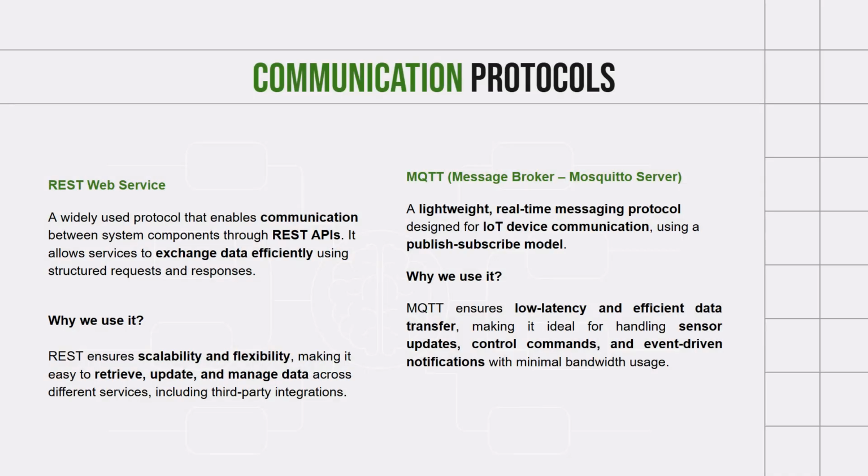To connect all components of our system, we needed efficient communication protocols. So we chose two main ones. The first is REST web services, which are flexible, scalable, and perfect for exchanging data across microservices. And the second is MQTT, which is lightweight and real-time, ideal for IoT. It allows our sensors and devices to send updates instantly using minimal bandwidth. By combining these two, we ensure smooth communication between devices, services, and users.